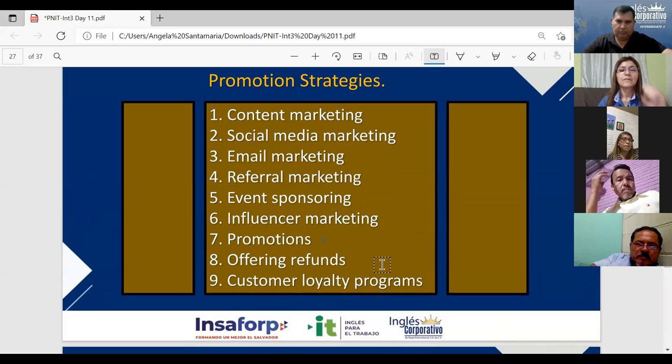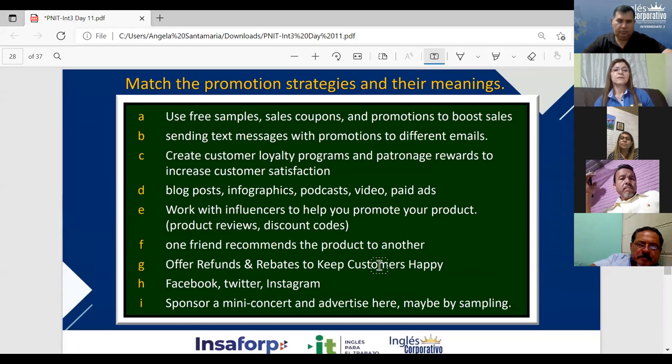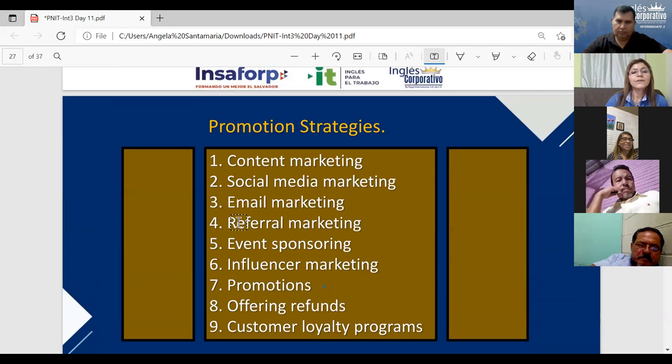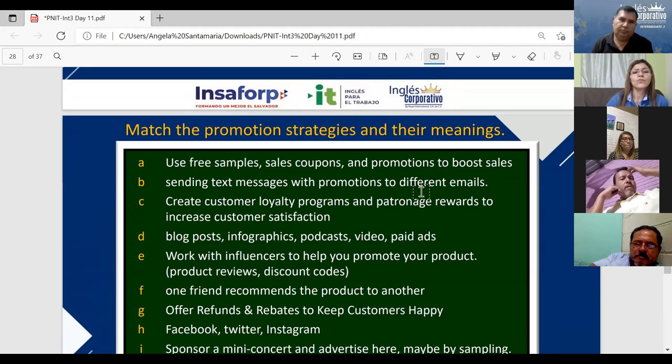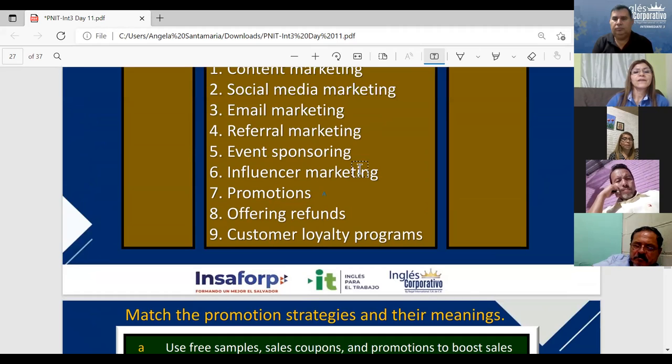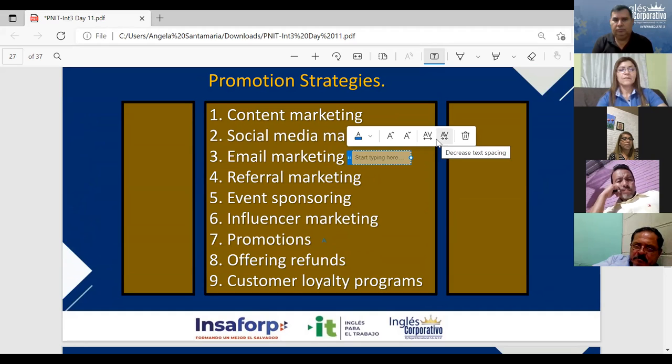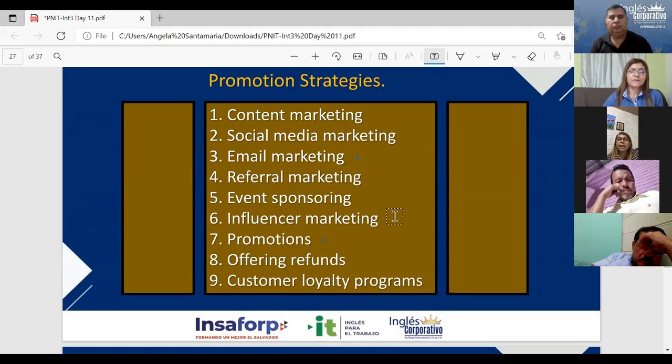For letter B, I think that it's the number 2. The number 3. Email marketing. Exactly. Sending text. Number 3. And letter B. For the letter B is the number 3. Yes. Sending text messages with promotions to different emails. Yes. Letter B.